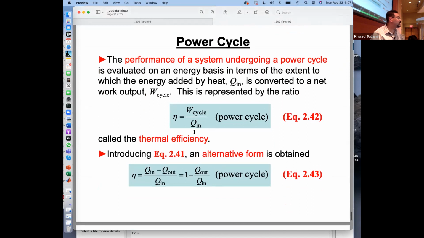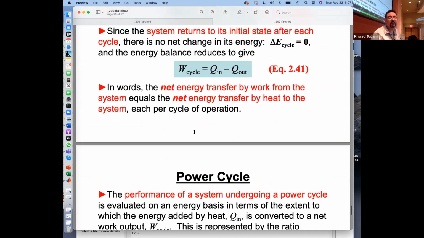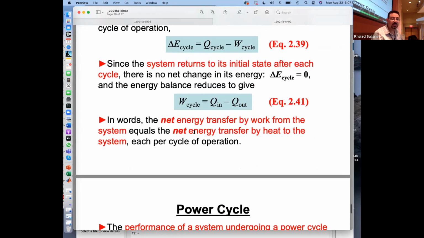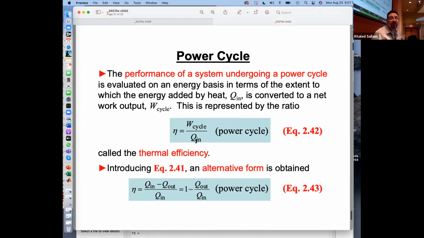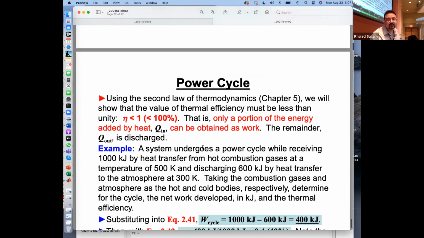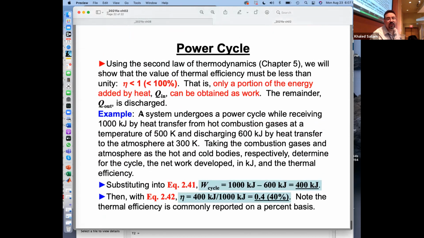So this is what the quiz today is going to be about, by the way. You're going to have a quiz at the end of the class, and it's really remembering this, that the Q added is two parts. Part goes to work, part goes to Q rejected, and that the efficiency is the net work, the real thing that we get, over the Q that we pay. Make sense? Okay, and that's when we say you cannot go to 100%.